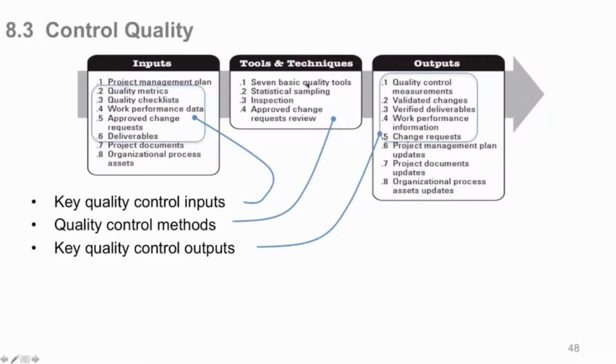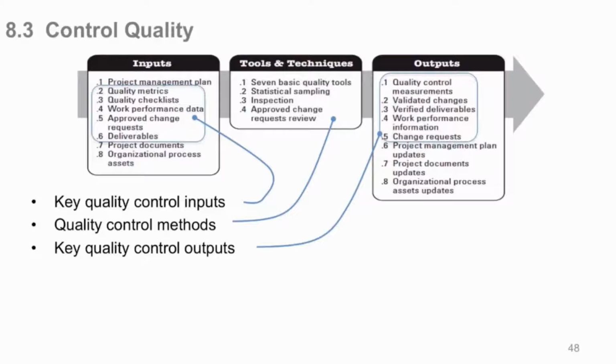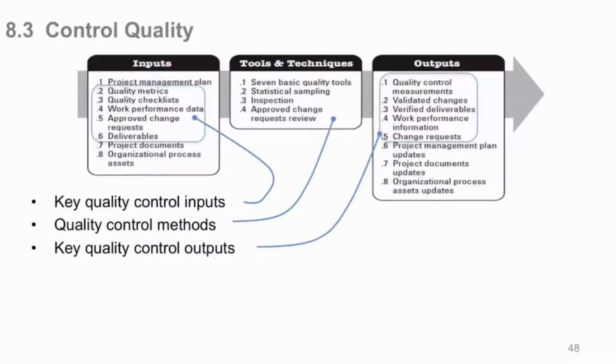Here are your quality control methods. Here are our 7 basic quality control tools again that we saw before. You can use the same set of stuff to do your diagrams and whatever it is you need so that you can analyze the quality profile of whatever you're looking at to make sure you're within tolerances and all that. Statistical sampling, of course. Inspection is the most prevalent method, although inspection itself may not be appropriate for some things. You may have to do other methods, but one of these things will help you assess the quality. And approved change request reviews. So approved change requests come in as inputs. Now there's a technique where you review them to make sure that they're addressed.